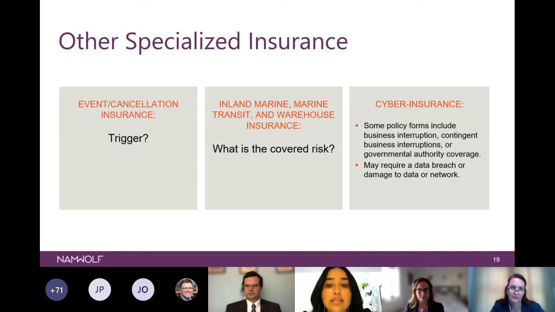Marine policies are typically triggered by physical damage. However, given the soft market conditions, policy extensions affording non-physical loss may start to creep into policies. At least I can foresee that. And in preparing for this presentation, I was looking to see, well, how is that possible? How will this non-physical loss creep into these types of policies?